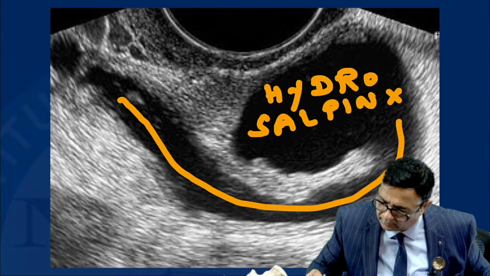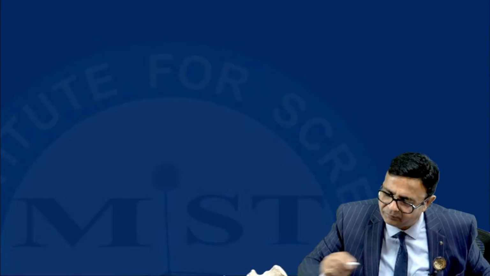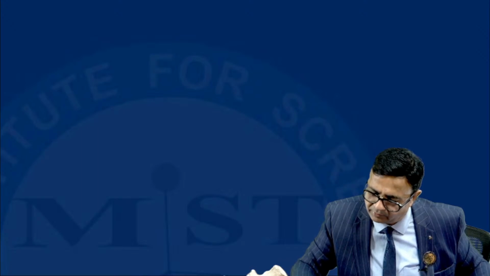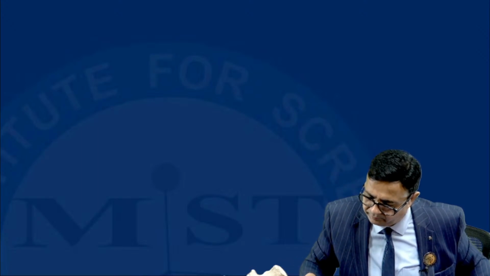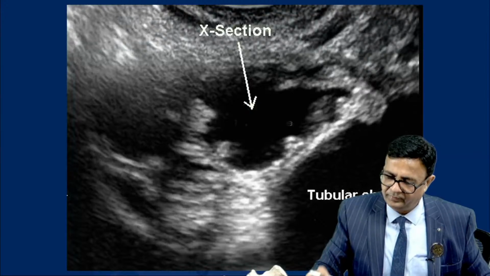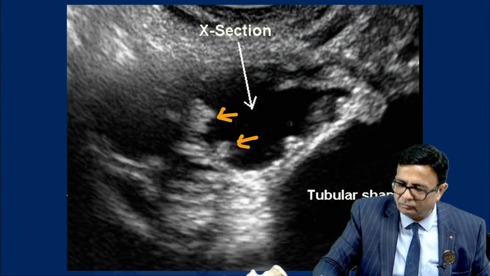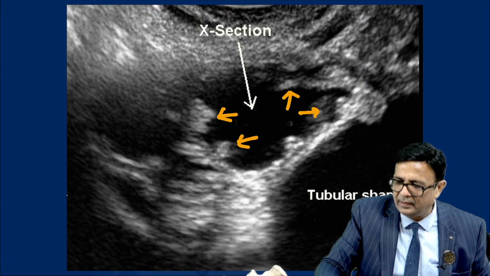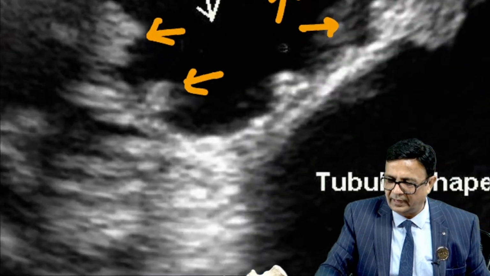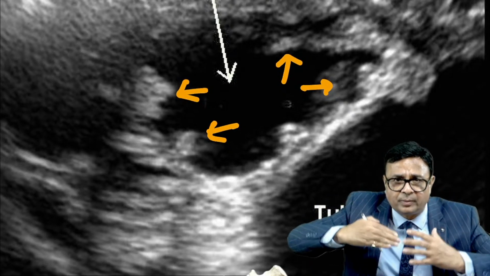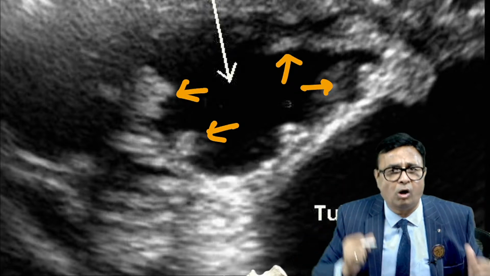Let me show you other signs of chronic PID, that is bead on string sign and cogwheel sign. This is the bead on string sign. As you can see, these fibrous bands have started developing in the fallopian tube. And when these fibrous bands become large, this is called cogwheel sign.